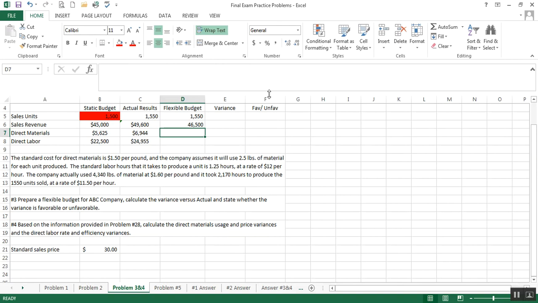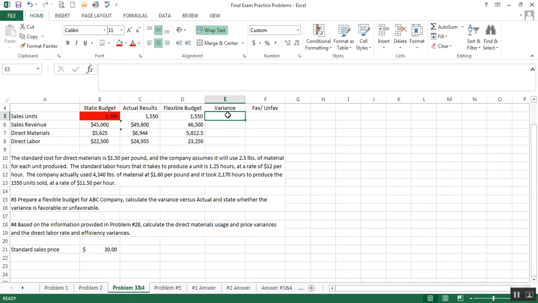Now let's calculate our direct materials, what we think we should have spent on direct materials selling 1,550 units. So we're going to take the number of units and we're going to apply our assumptions. So we assume that it's going to cost us $1.50 per pound, and we would have used 2.5 pounds. So it should actually have cost us $5,812.50. Now let's look at direct labor. Again, start with the 1,550, and our assumptions tell us that it takes 1.25 hours, and the rate is $12 per hour. So that gives us a cost of $23,250.